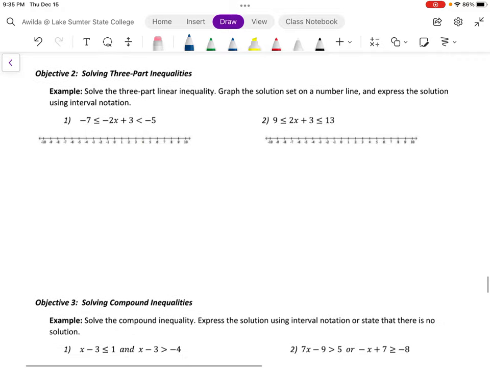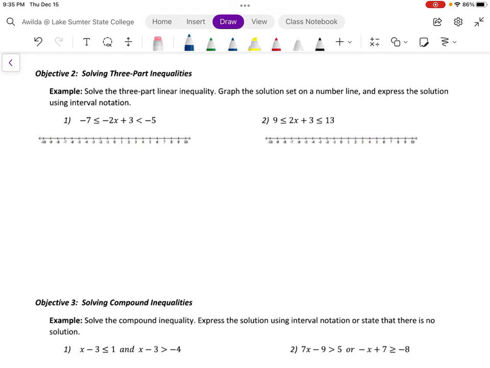Let's take a look at three-part inequalities. There are two types of three-part inequalities. In this case, we have -2x plus 3 kind of sandwiched between two values. It must be greater than or equal to -7, and it must also be strictly less than -5. That means that it has two conditions that have to be met at the same time.